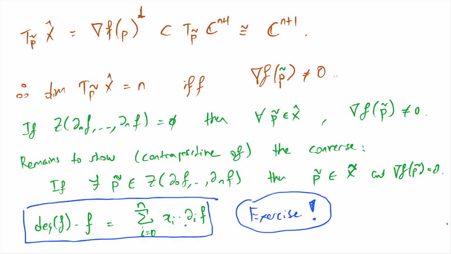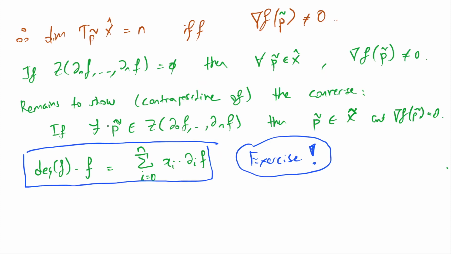Right, so this is a very simple exercise. This statement is linear in f, so you can just plug in a monomial instead of f, a monomial of degree d, let's say, and then you will see immediately that this statement is true. But then we are done. So if p tilde annihilates all derivatives, then it will annihilate f, and then p tilde will be in x hat. So this concludes the proof.